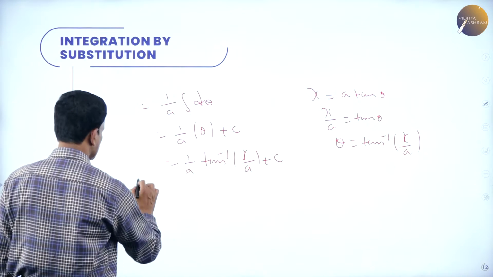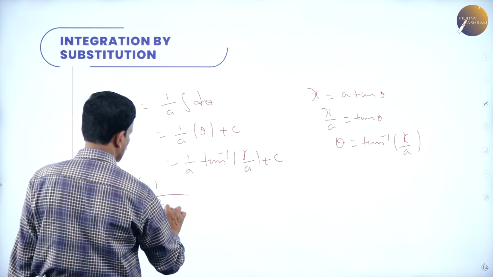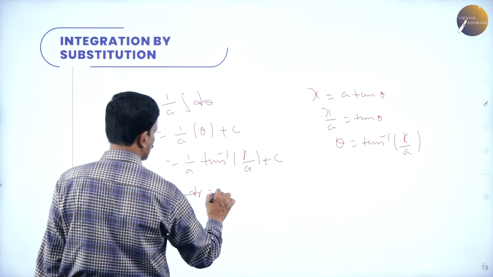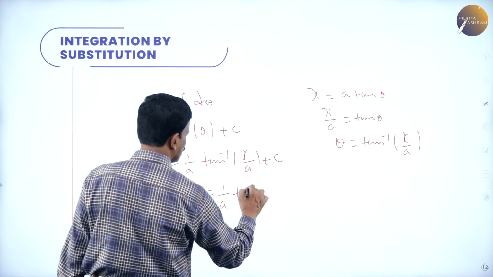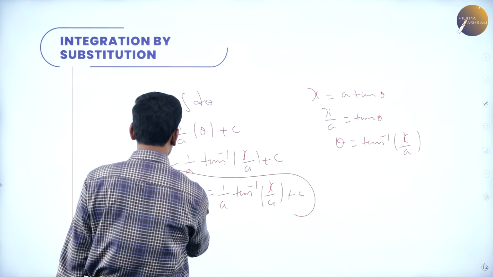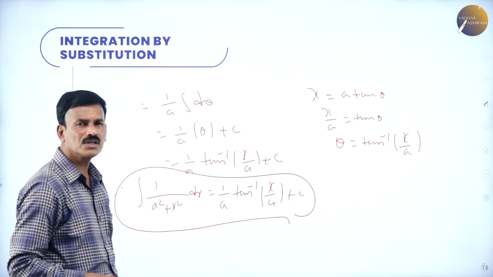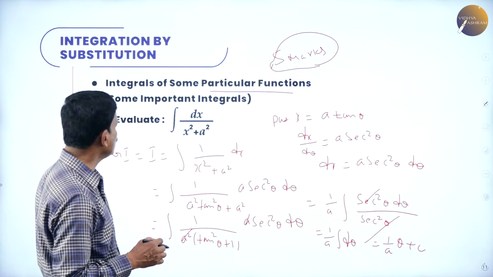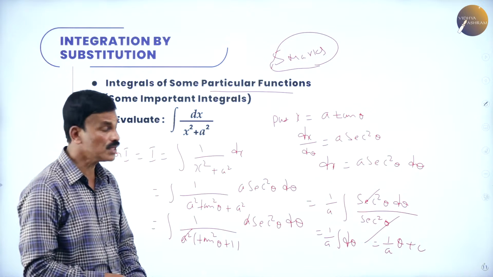So, what is the conclusion? Therefore, the integral of 1 over a square plus x square, or x square plus a square, dx, is also equal to 1 over a tan inverse of x by a plus c, which is the integrated answer. This is how we are going to integrate. So very important. You may expect this for 5 marks.